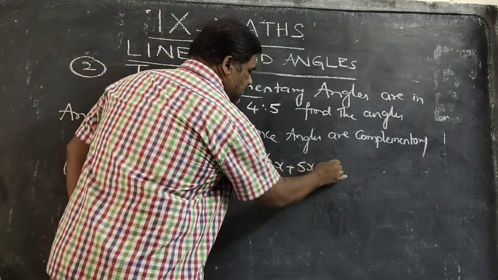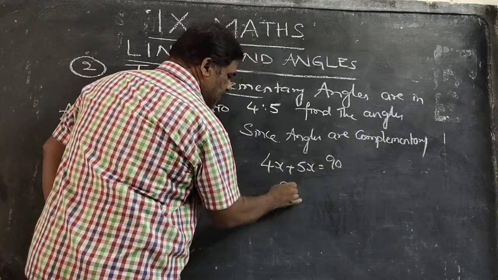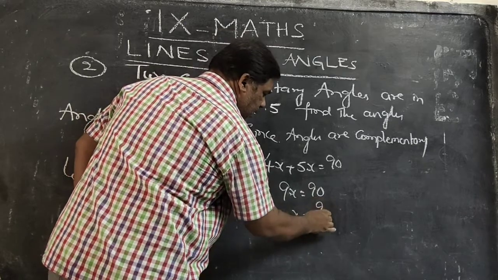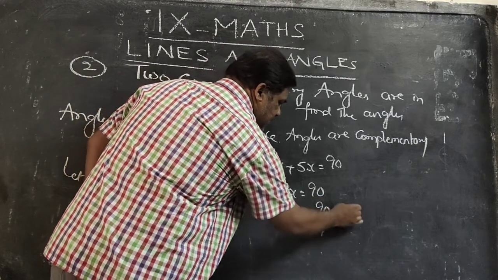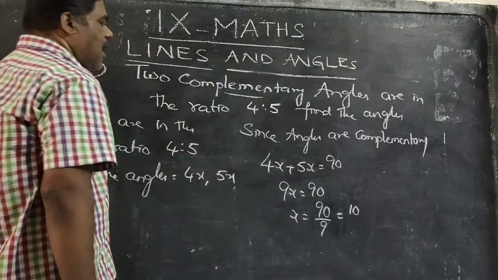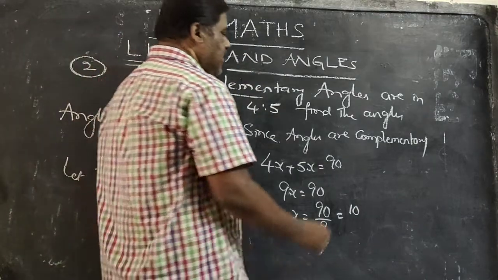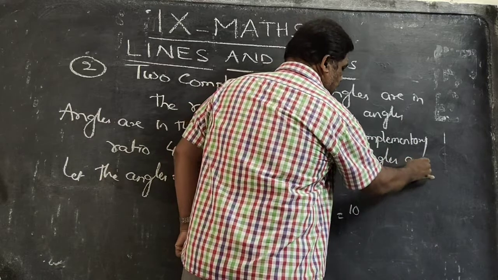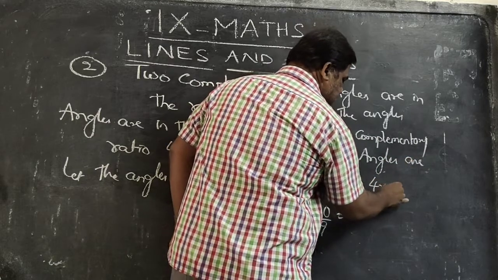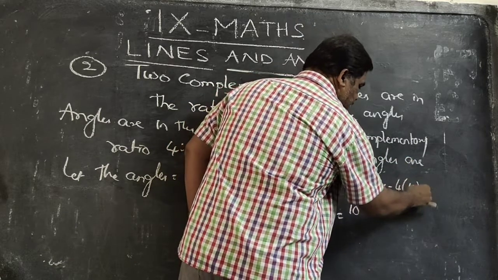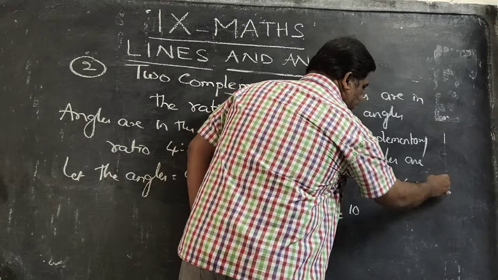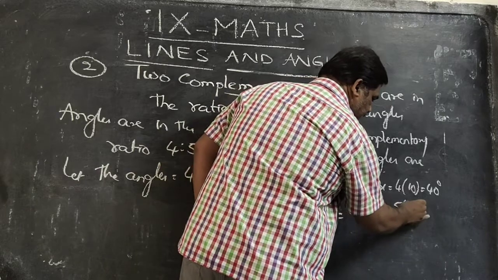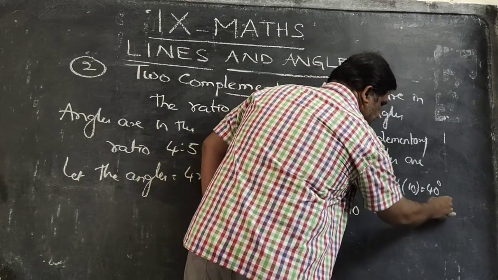So 4x plus 5x is 90 degrees. 9x is equal to 90 degrees. x is equal to 90 by 9, that is 10. After getting the x value, now we can write the angles. So the angles are: first one is 4x, so 4 into 10, that is 40 degrees. Second angle is 5x, so 5 into 10, that is 50 degrees.